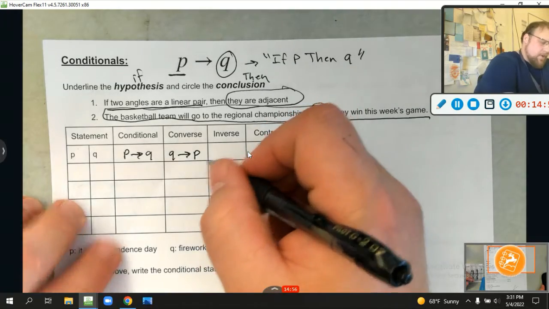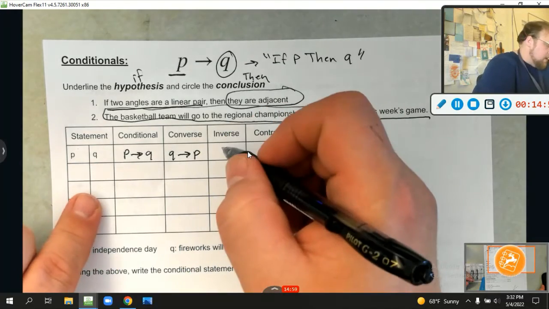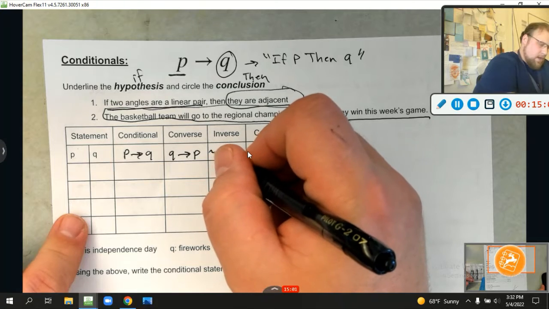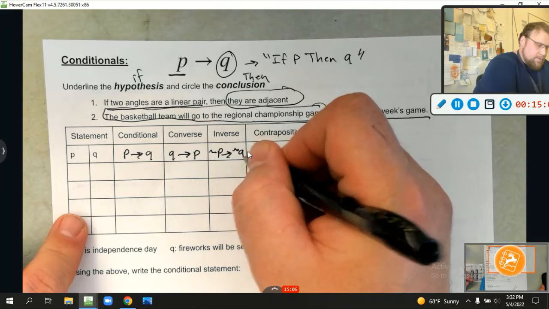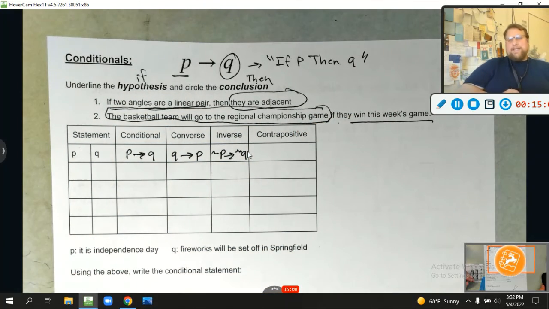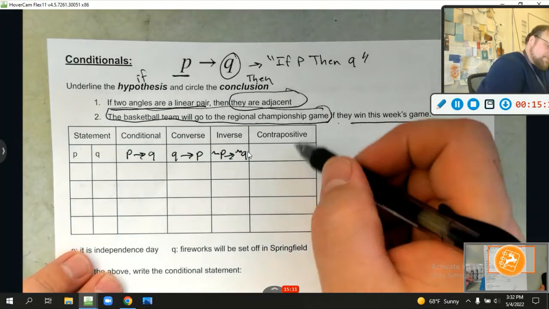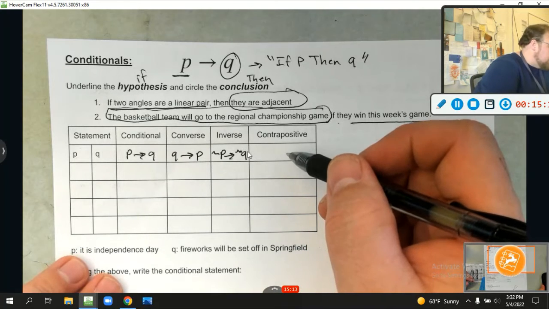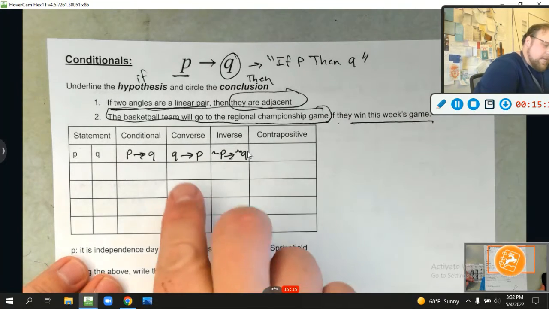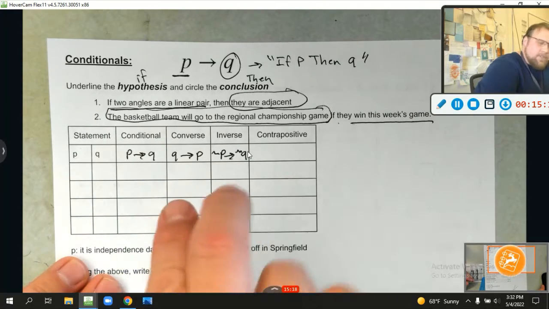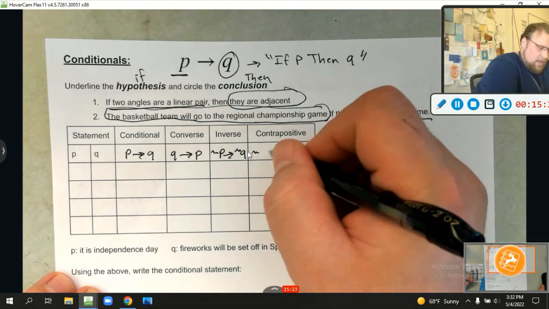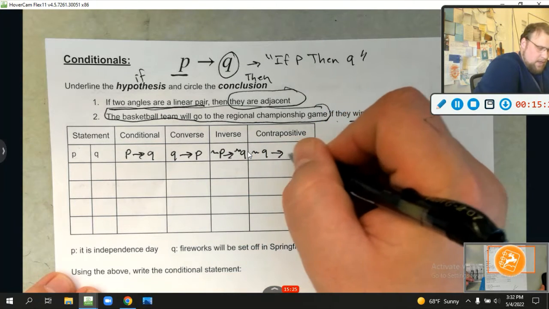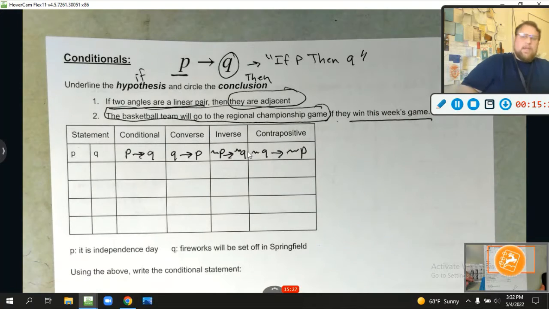Then there's the inverse, which just takes the conditional and negates it, so it becomes if not P, then not Q. You usually don't get to use that one because it's kind of mean, right? And then we got the contrapositive. The contrapositive is applying both the converse and the inverse. So we're mixing it up. And it's going to be if not Q, then not P. To P or not to P? That is the question, right?